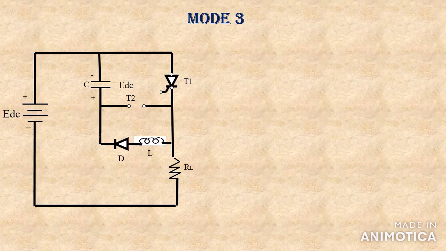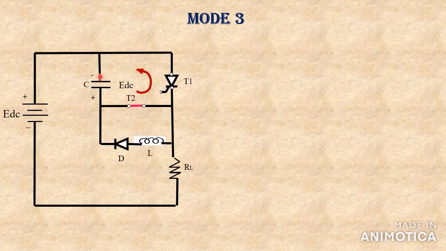So now we will discuss mode 3 operation. During this mode, the thyristor T2 is again turned on. Once the thyristor T2 is turned on, the capacitor will start discharging through this path, that is from C plus, T2, T1 and C minus.